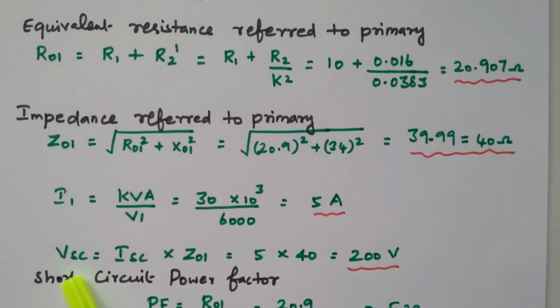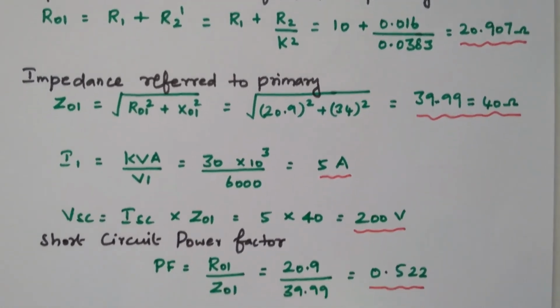From that we can find the VSC, short circuit voltage. It is ISC into Z01. This I1 is nothing but the short circuit current. Both are the same. The I1 is equal to ISC also. So 5 into 40, that is 200 volt. Short circuit voltage is 200 volt.